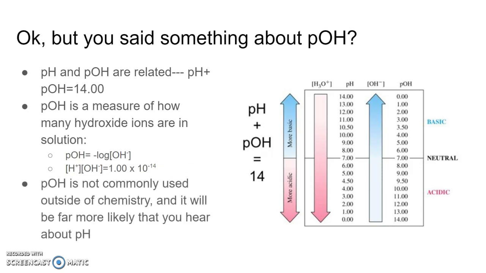pOH isn't commonly used outside of chemistry, and it's far more likely that you'll hear about pH. We're just used to it, you hear it a lot more, it's something to be aware of. So if I have something with a pH of 10, you know from your pH scale that that's a very high pH, and therefore there are very few hydrogen ions in solution. Well, from the perspective of the hydroxide ions, there's a bunch of hydroxide ions in solution at that pH. So it's just another way of relating those two figures to each other.